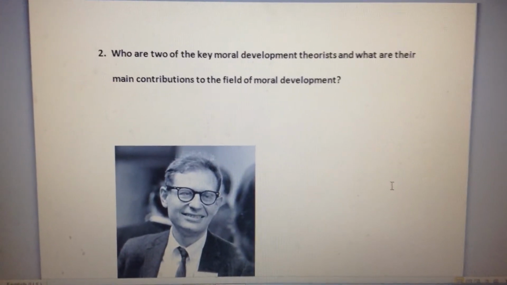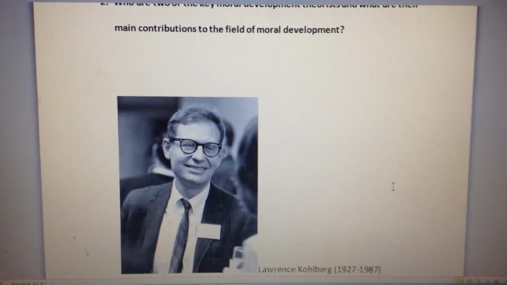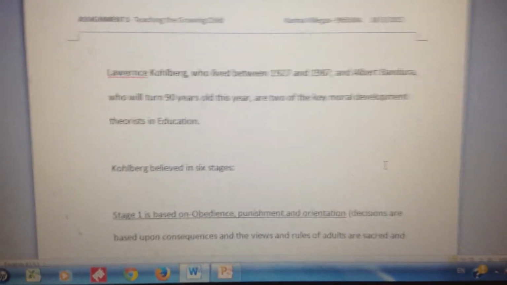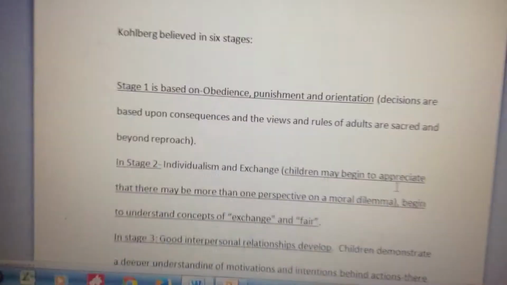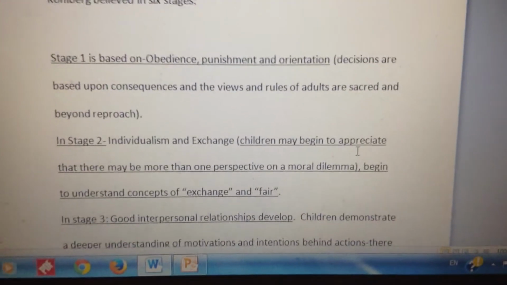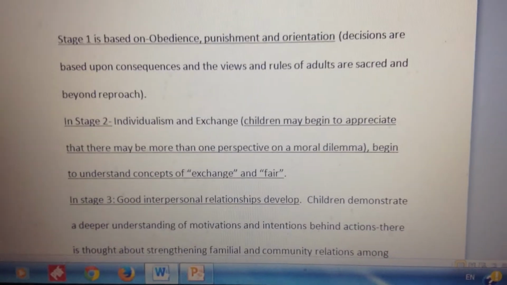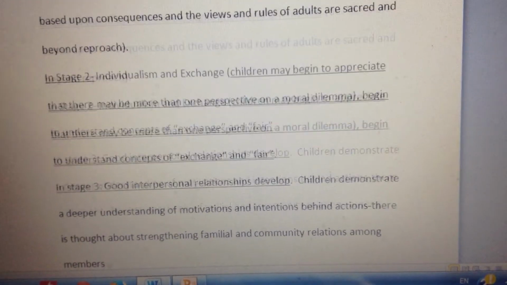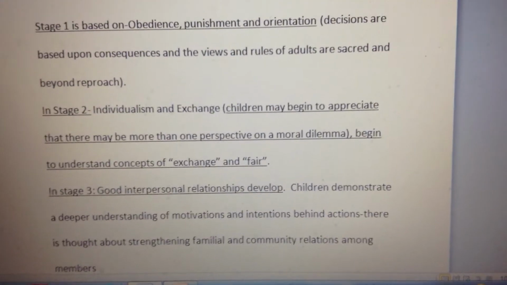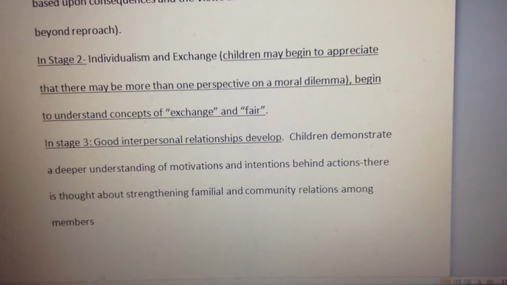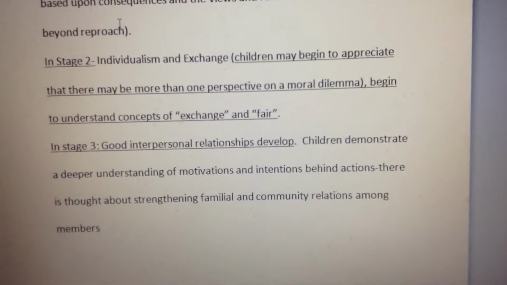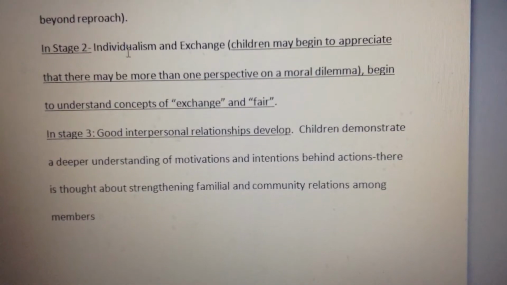So the 2 key moral developmental theories and their contributions. Okay, so Kohlberg, he believed in 6 stages. Stage 1 is based on obedience, punishment, and orientation. The children do not reproach the rules of adults. In stage 2, it's about individualism and exchange. So here they can see another person's perspective, and words such as exchange and fair are understood.